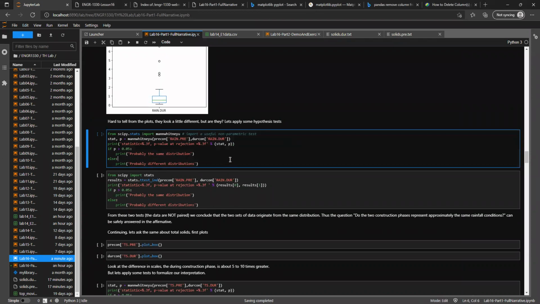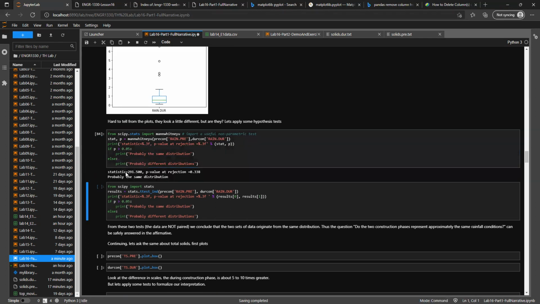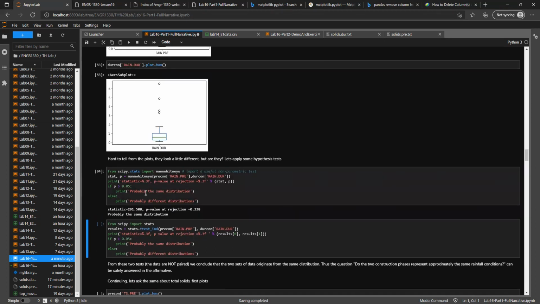So what are we going to do? We're going to compare the rain before and the rain during, and we're going to use the one we used before, the non-parametric one, the Mann-Whitney test. We're going to use a p-value of 0.05. Okay, so we're saying the null hypothesis is not rejected with a p-value of 0.05, but they are probably the same distribution. And remember, this is just measuring rain.